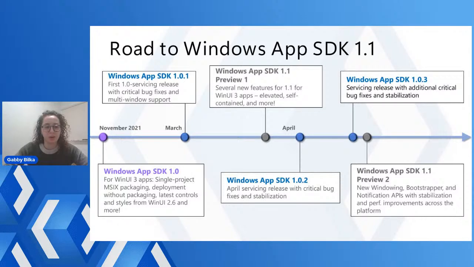So now I'm going to give some info about Windows App SDK 1.1. Here on this screen are a few of the releases that we've previously done. It started off with Windows App SDK 1.0, and then we've done a couple of servicing releases and a couple of previews until then.